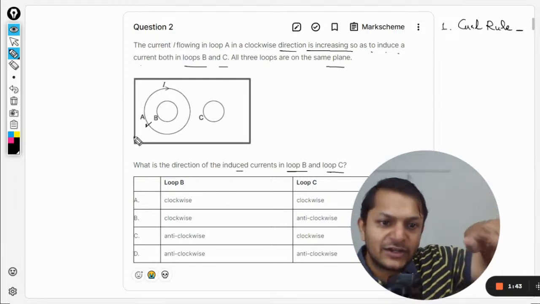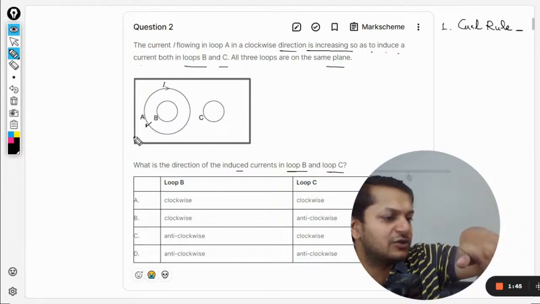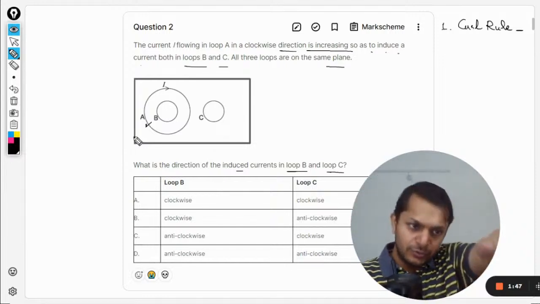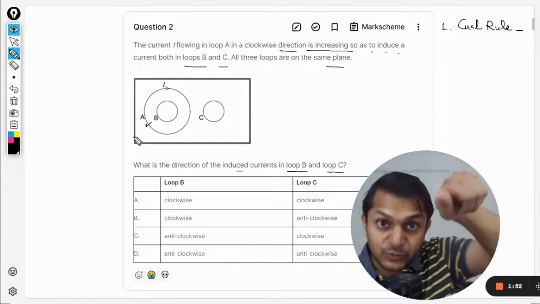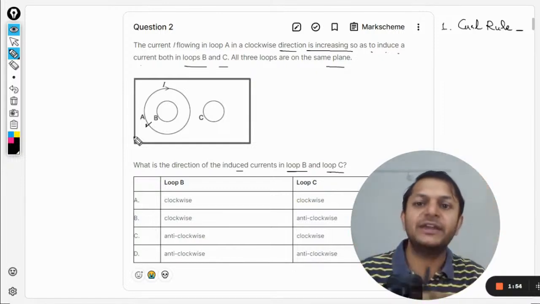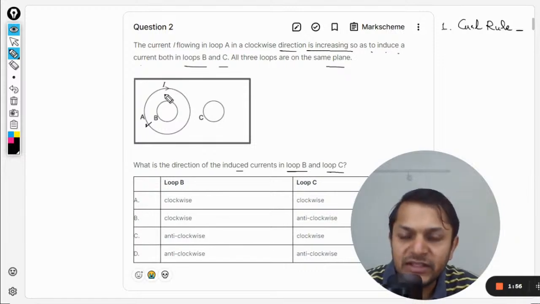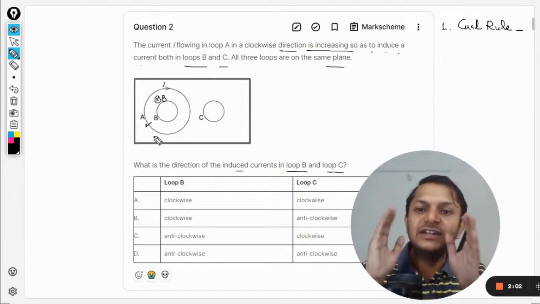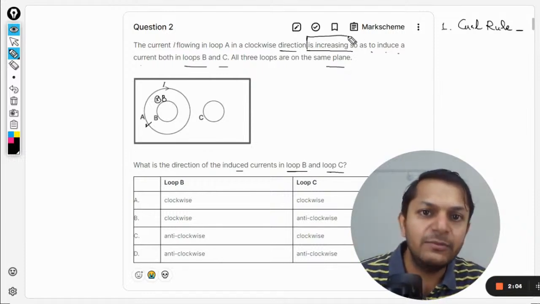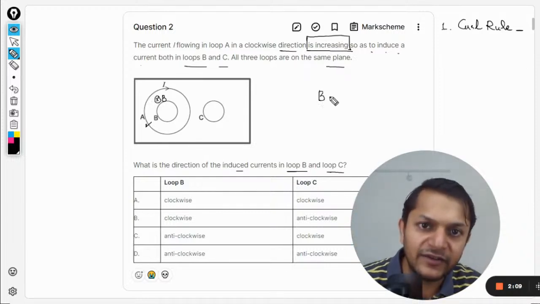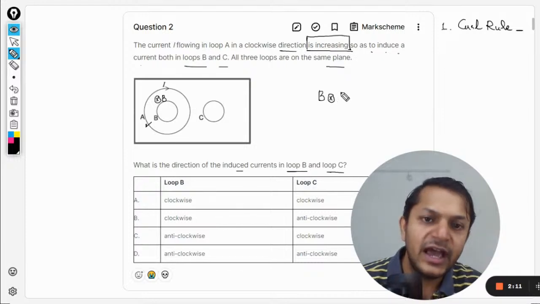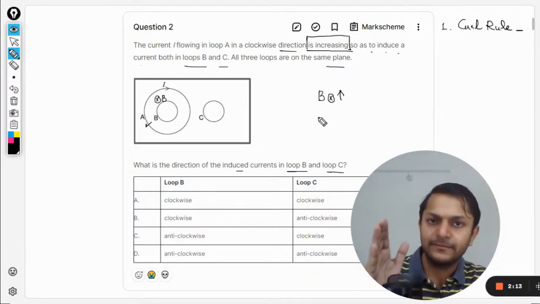So the current is clockwise. So I'm moving my fingers clockwise with respect to me. It should be clockwise with respect to me. So my thumb is pointing away from me, into the page. So I can clearly see that the current is I, and the magnetic field which is created by this current is into the page, and a very important piece of information is that it is increasing. So first of all, I will write: magnetic field which is into the page and it is increasing.